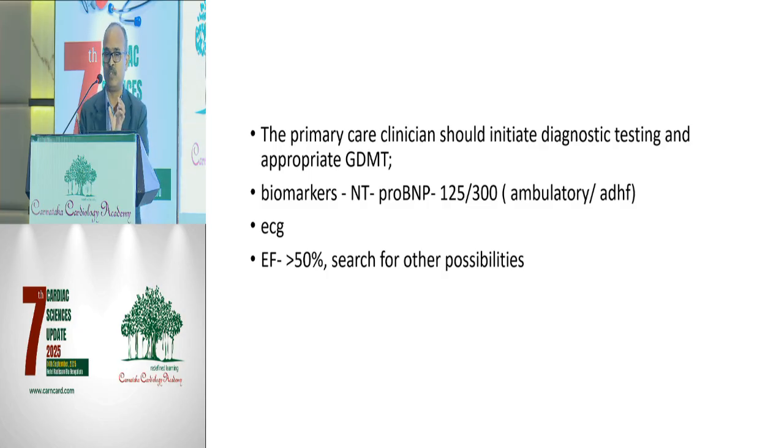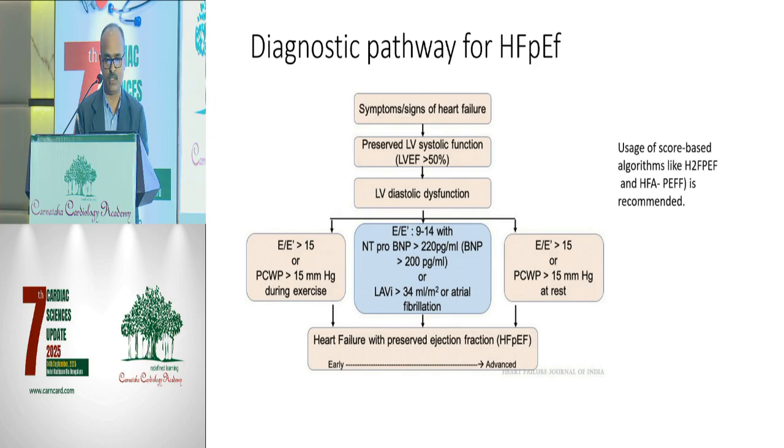An ambulatory NT-proBNP of more than 125, or in acute heart failure more than 300, gives you a clue. If it is less than that, it rules out heart failure in general. So how do we approach the signs and symptoms of heart failure with preserved ejection fraction, where diastolic dysfunction is present?